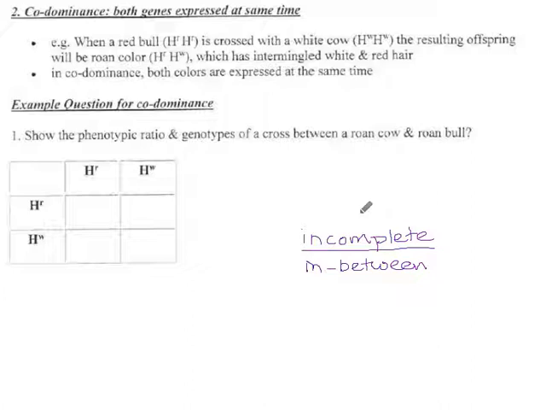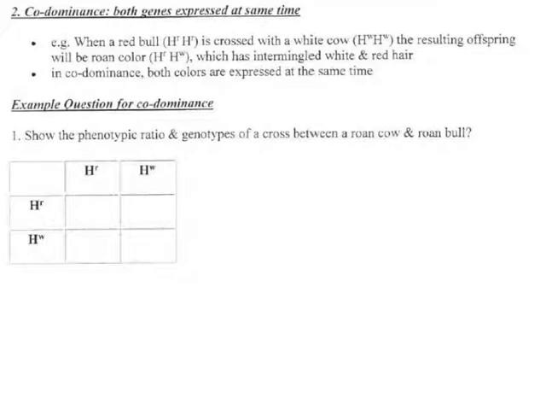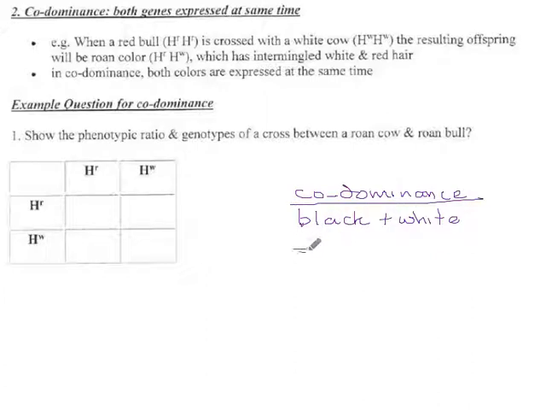But there's another way that alleles can combine, and that is called codominance, and that's the one where you get both traits at once. This is an example where if you have black and white, this is codominance. If a trait is codominant, then if one of your parents was black and the other one was white, you'll end up black and white.